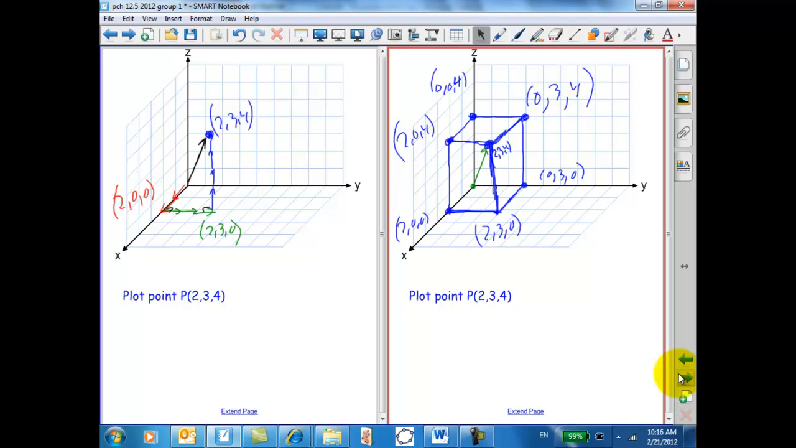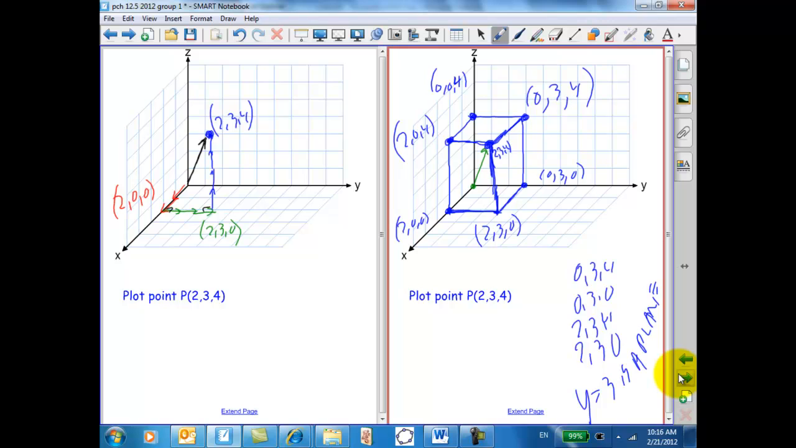For instance, what is the equation of this side of the box over here? There's something in common to all 4 of these points on this right side of the box. They all have a coordinate in common. Look at all this: 0, 3, 4, 0, 3, 0, 2, 3, 4, 2, 3, 0. They all have the Y. I.e., y equals 3 is a plane.